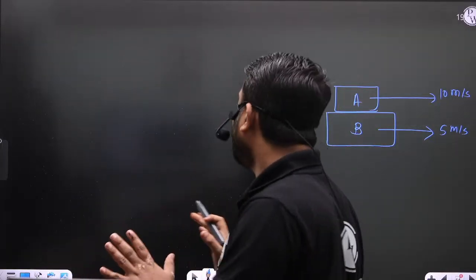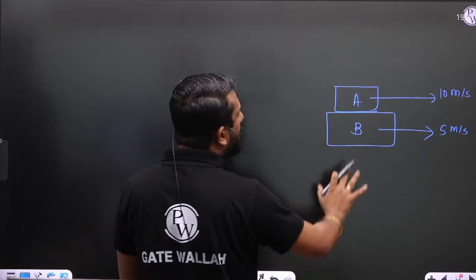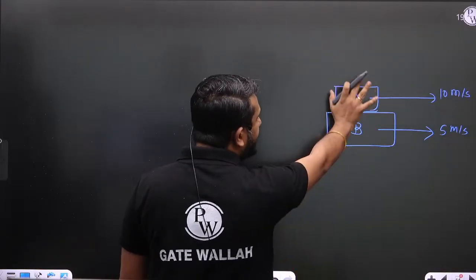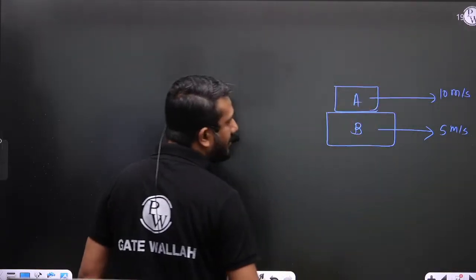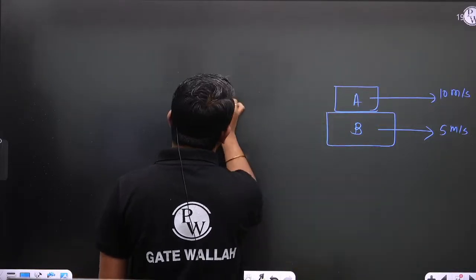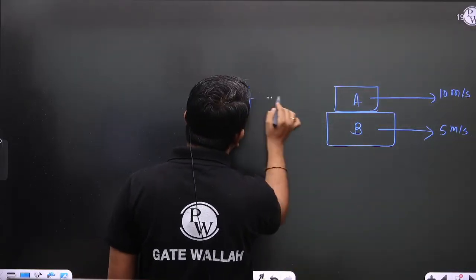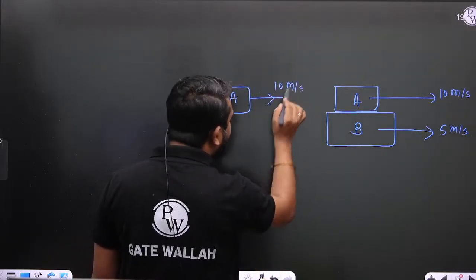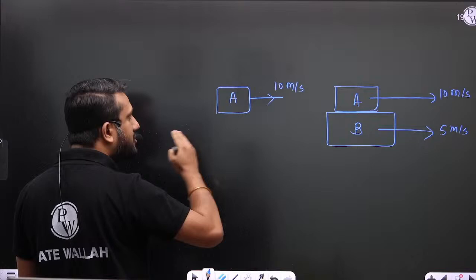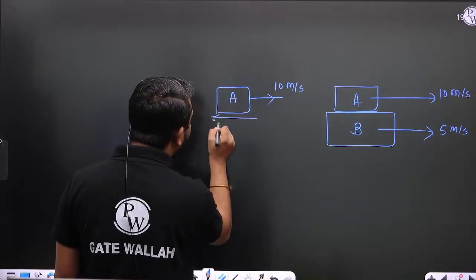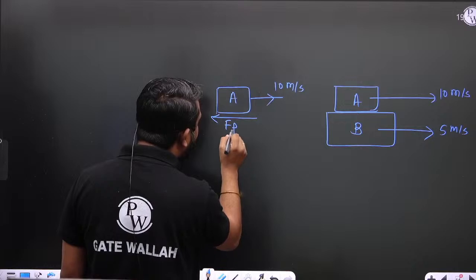If you draw the free body diagram, first we draw the free body diagram of the object having more velocity. So which one has more velocity? Block A has more velocity. This block is moving with a velocity of 10 meter per second in the positive x direction. So what is the direction of the friction force? This is the direction of the friction force.